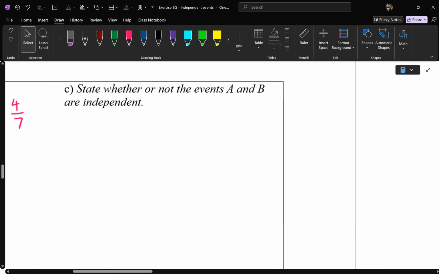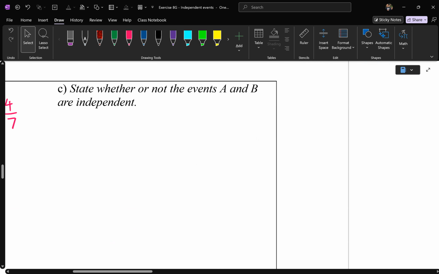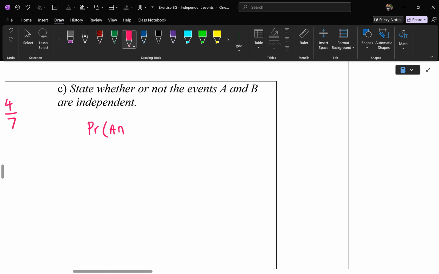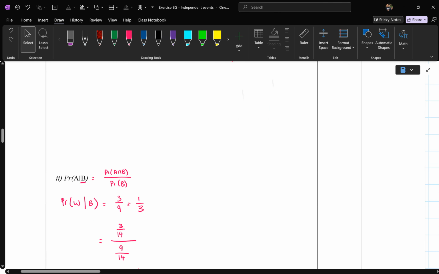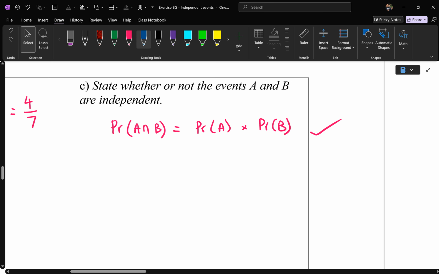Okay? And what's the last example? State whether or not the events A and B are independent. Well, if you want to know if it's independent, it's very simple. The multiplication rule, which is the most obvious point, A intersect B should equal probability of A times probability of B. If they're independent, this will be true. If they're not independent, that would not be true. It will then obviously have to be a conditional probability. We already know what A intersect B is. A intersect B was 3 out of 14 based on the table and diagram. So 3 out of 14.